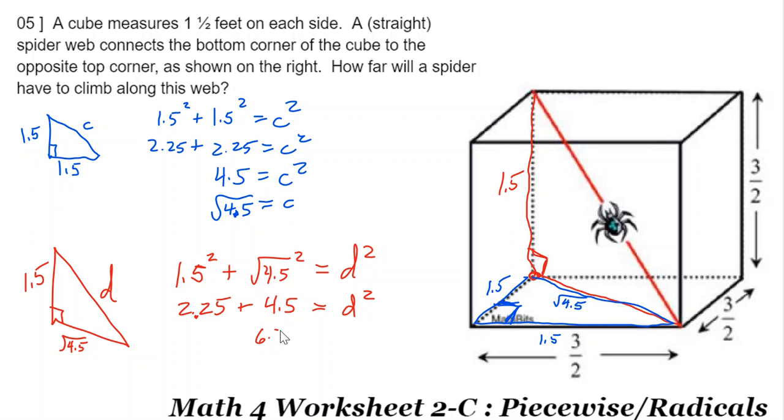All right, 6.75 is equal to D squared. So D is going to equal the square root of 6.75, which, checking with my handy and dandy calculator, square root 6.75, enter. 2.598, you might as well call it 2.6. And they said that those are feet. So this would be about 2.6 feet.